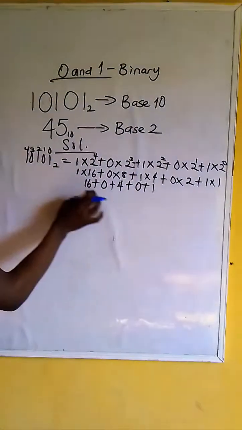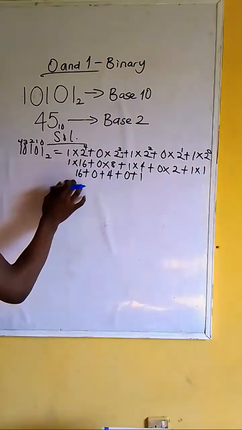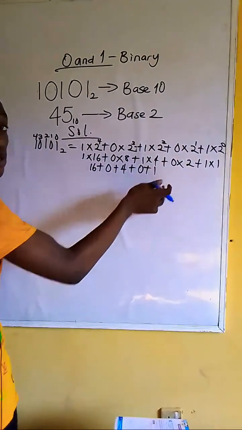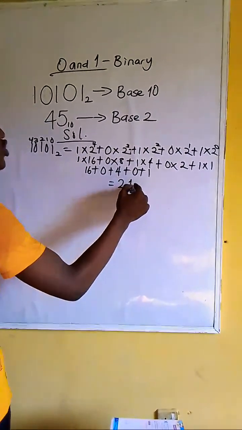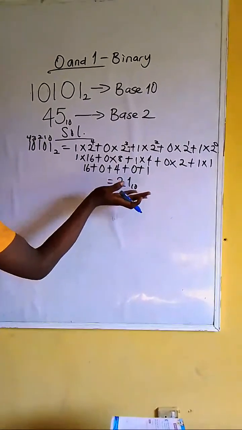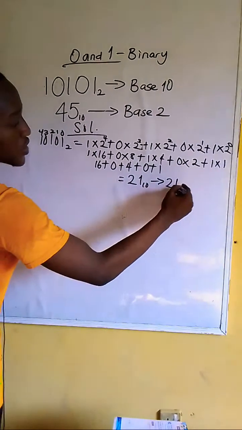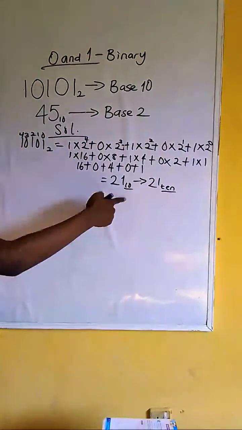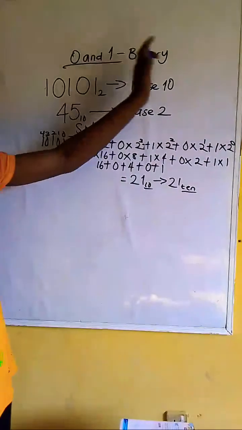What we are going to do is just add everything together. 16 plus 0 is 16, 16 plus 4 is 20, 20 plus 0 is 20, 20 plus 1 is 21. So that gives us 21 in base 10. We put our base like this: 21 in base 10. You can write your answer as 21 in base 10. That is how to convert base 2 to base 10.